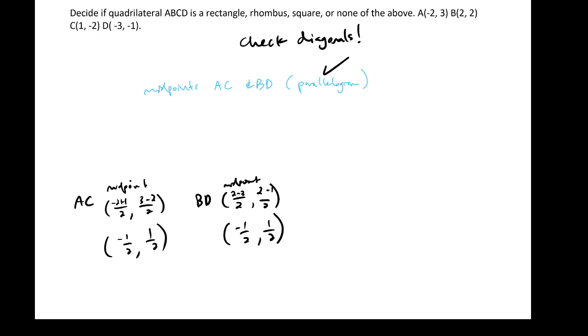Let's keep going. Now we need to check 2 more things. We need to check the distance of AC and BD, and we need to check the slopes of AC and BD. The distance is going to determine if this is a rectangle, and the slopes are going to determine if it's a rhombus. Okay? Keep going.